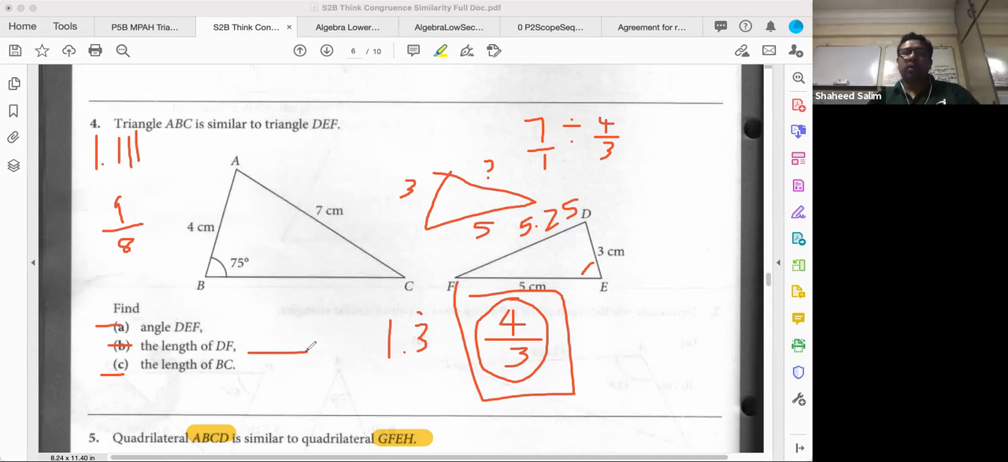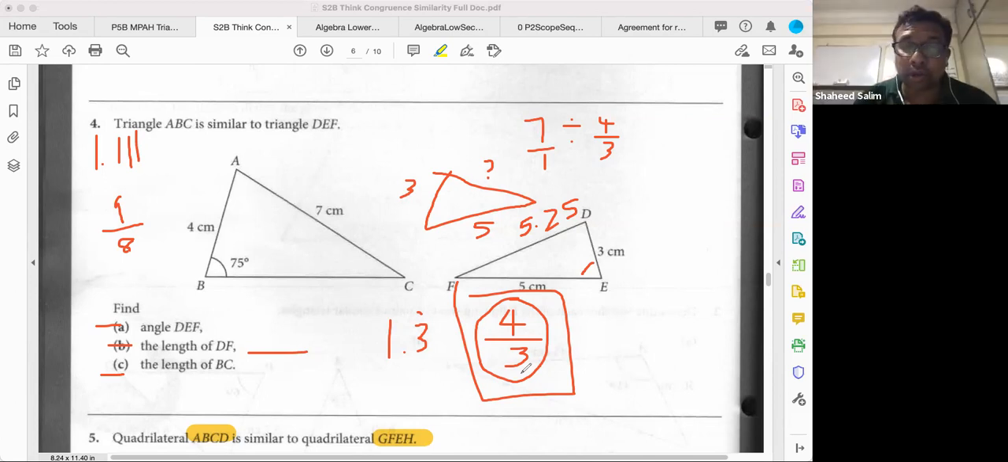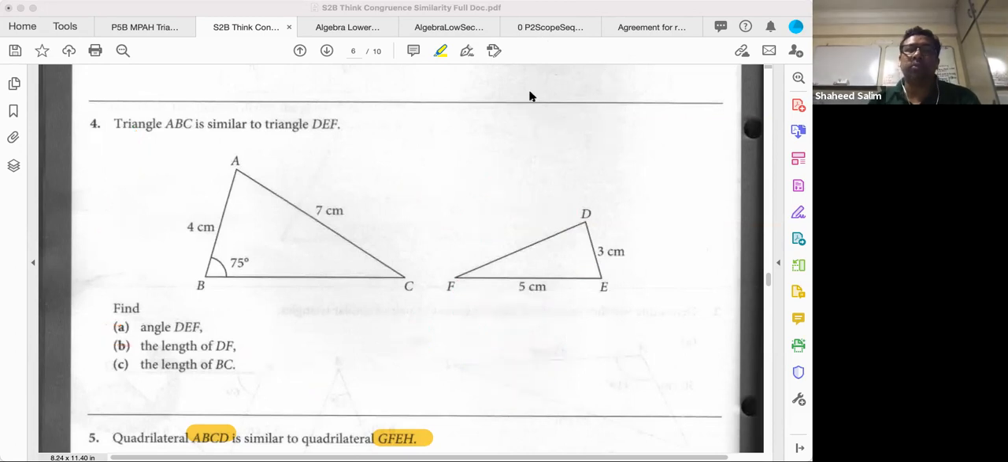You get it? Okay, what about length BC? Use the same thing. Use 4/3. BC is 6.666666. Now this one, because it's the answer, you can do your 3 significant figures. 6.67. This one no problem. But in the middle of the working, because we are using this as a number in the process, it's safer to use the most accurate one.